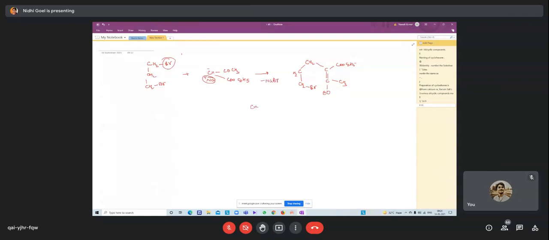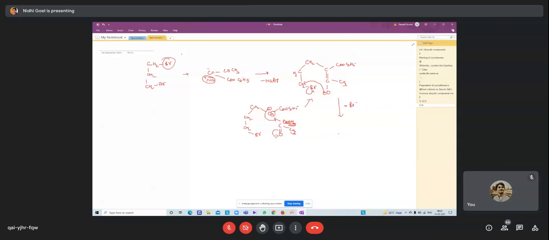So it is formed CH2, CH, COOC2H5, COCH3, and here CH2, CH2, Br. So it has one hydrogen. So we can write in this form C double bond O, CH3. So one hydrogen is removed. So one negative charge comes here. So it moves to this side and this side. So this is formed. And this is further converted: the negative charge present on the oxygen attacks this carbon atom with the elimination of the bromine.